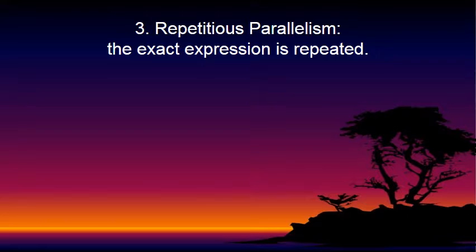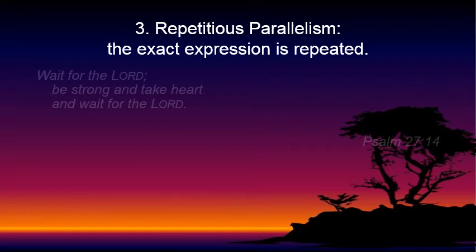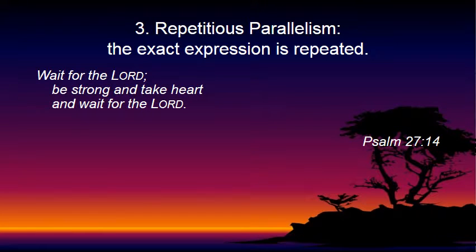So let's look at a third type of parallelism. This one's pretty obvious, but where we get the exact expression repeated, we would call that repetitious parallelism. Psalm 27, wait for the Lord, be strong and take heart, and wait for the Lord. So there's kind of a synonymous parallelism here. Waiting and being strong would be equivalent ideas, sort of. Waiting, be strong, and take heart. But then he repeats the same exact wording. Wait for the Lord is repeated twice. There's a lot of power in repetition, by the way. Those of you that are worship students understand this in worship songs, that repetition can be very, very powerful, very uplifting even in certain situations.